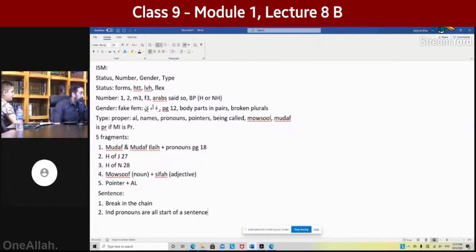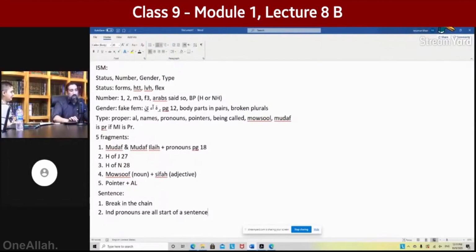Can the sifa ever be a mudaf? Question. Yeah. Anything else, Joanne? Can you explain pointer plus al? I'm getting that a lot.